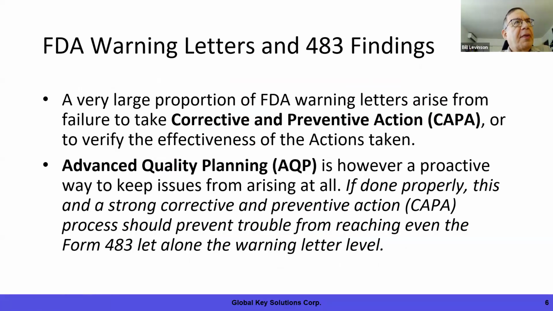I'm going to start off with some information here. A very large proportion of warning letters arise from failure to take corrective and preventive action, or to verify the effectiveness of actions taken. I'm going to give a very brief overview of advanced quality planning, which is a proactive way to plan quality into the process and keep trouble from happening at all. If done properly, this and a strong CAPA process should prevent trouble from reaching even the Form 483 level. Next slide.